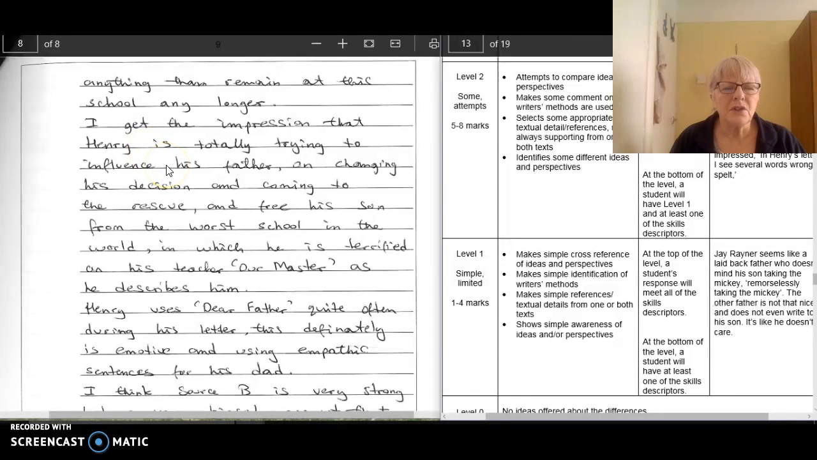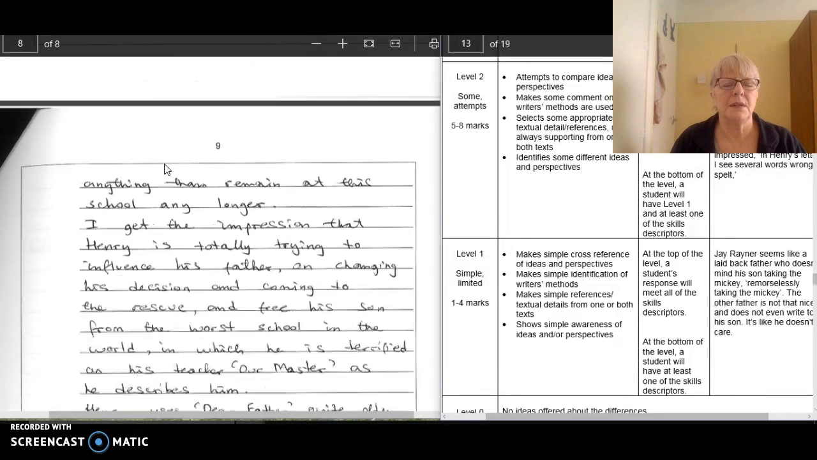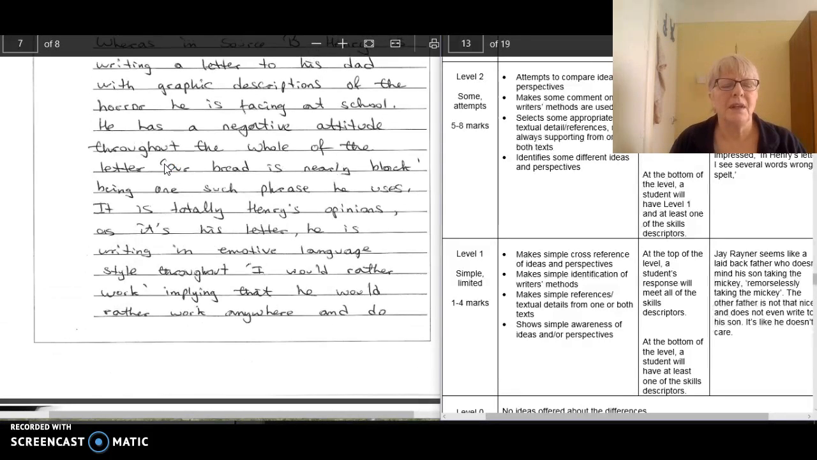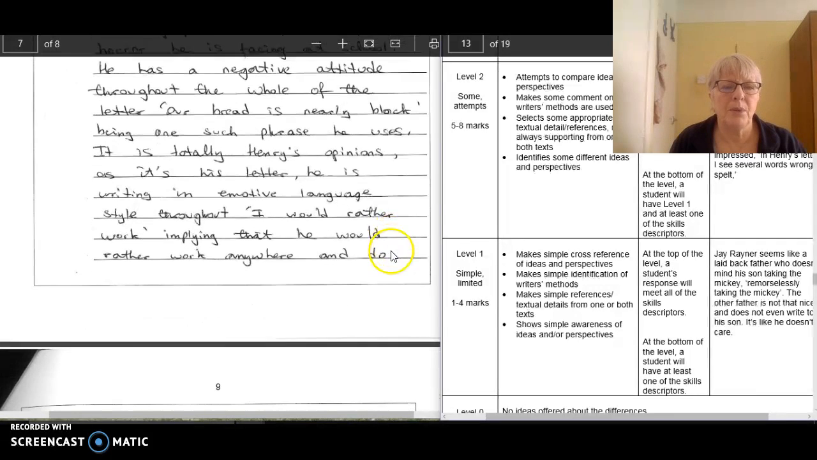If I look at what you've actually written based on the Henry letter, you would have scored higher marks, obviously, because you have looked at the different way that he regards education. So he has a negative attitude, and you've given quotes. You've picked up on the fact that it's a very emotive letter with one purpose in it.